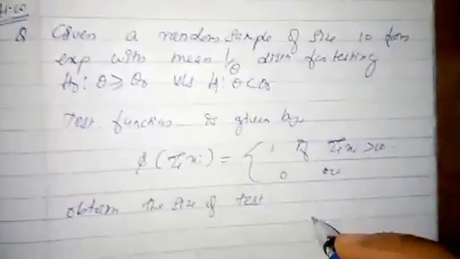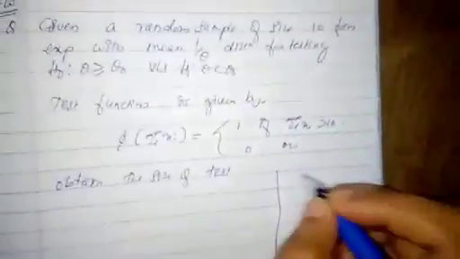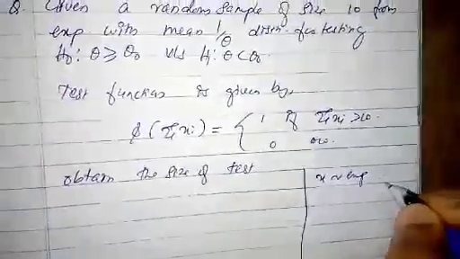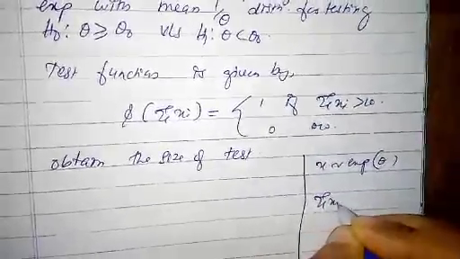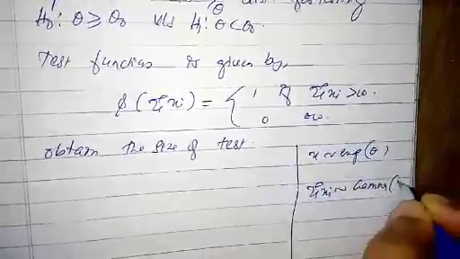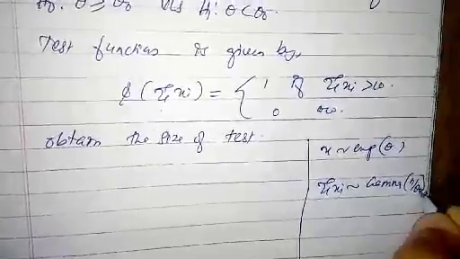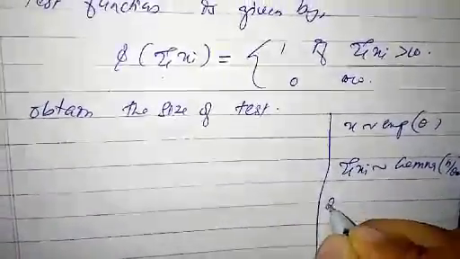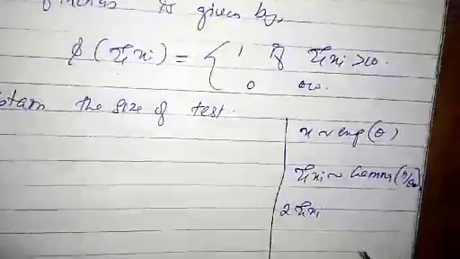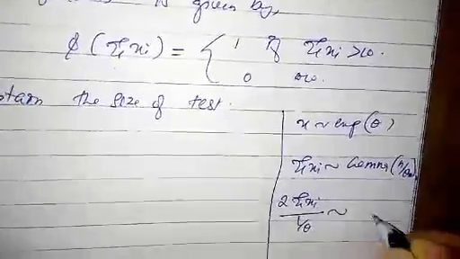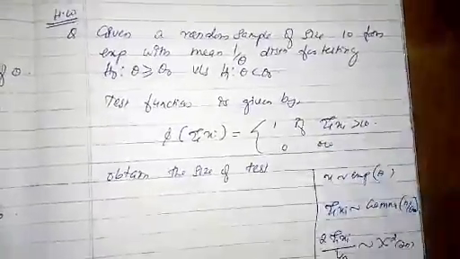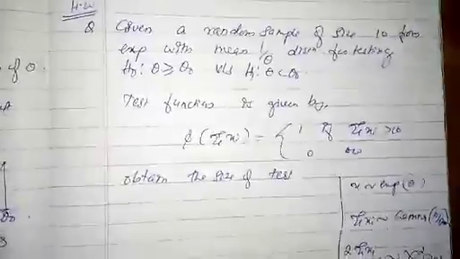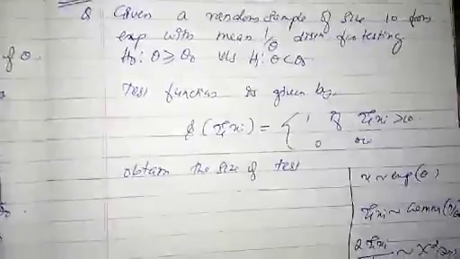Okay, so I will give some hint for this homework. Here x follows exponential with mean 1 by theta, right? Then summation xi follows gamma n by theta. Then 2 summation xi divided by 1 by theta follows chi square with 2n degrees of freedom. These are the hints. So you should complete your homework and submit it in Google Classroom.